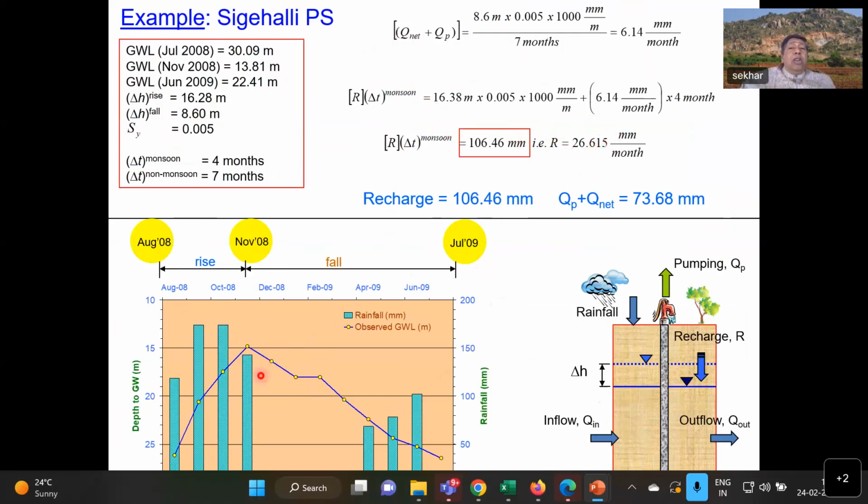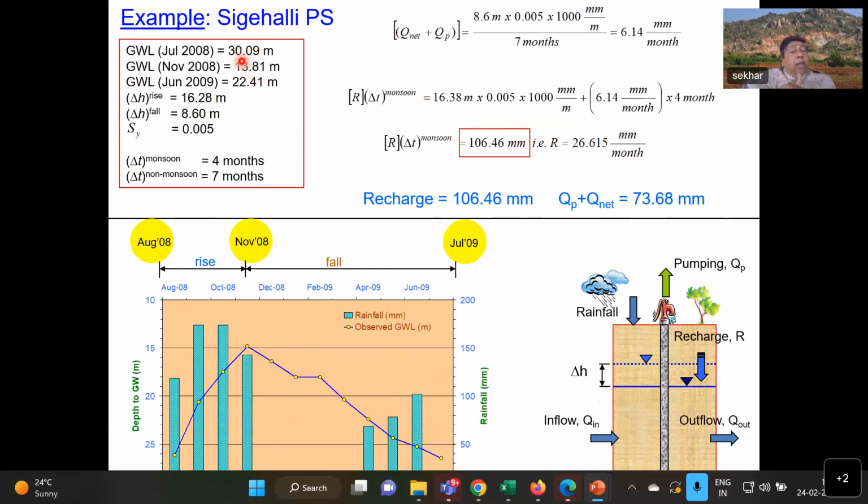So what this is telling you is that I had a recharge of something like 106 mm from the rainfall, a QP plus QNet of 73.68. That means the sum of all the losses in the whole year was something like this. So in this case, what happened? I started with a lower water level and ended up with a higher water level than it started with, about 30.9 in July. By June, I have already reached 22.41.